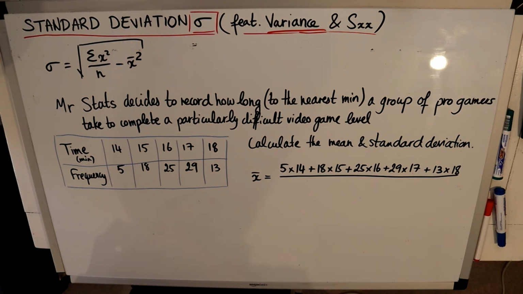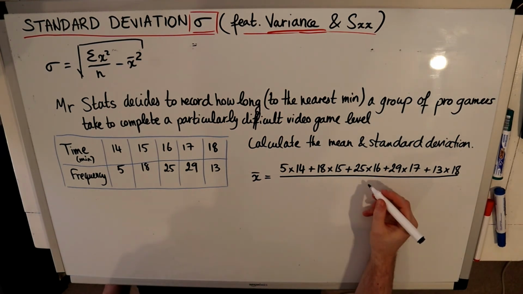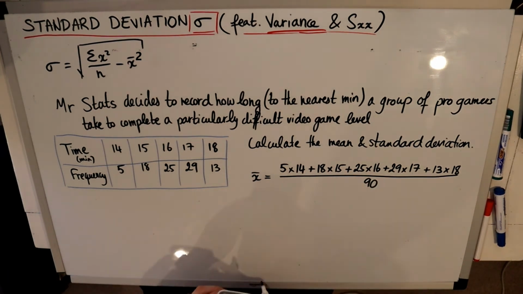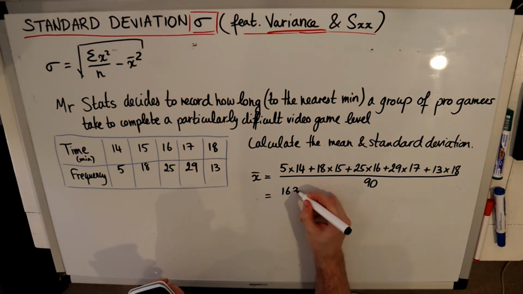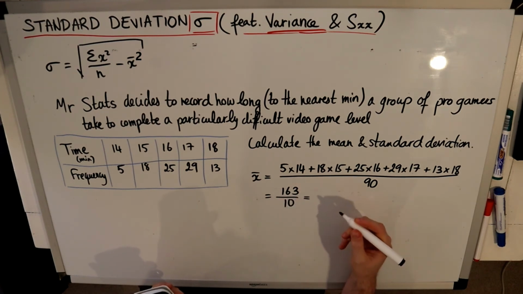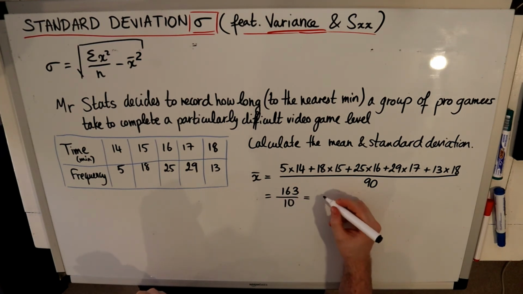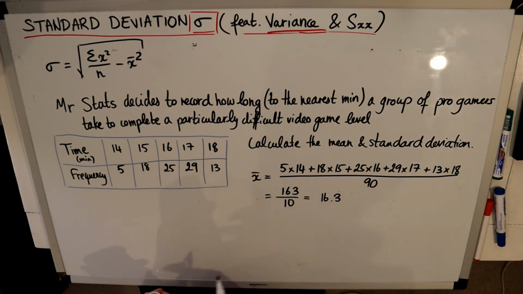Now, in this case, they very unhelpfully have not actually given us the total number of people participating, but we can always calculate that just by adding all the numbers together. We have 5 plus 18 plus 25 plus 29 plus 13. That gives us 90. Now this won't always be a nice number. 90 is nicer than most, although it will still give us a weird number in the end. And just by typing this in our calculators, we get 163 over 10, which is, well, we don't even need to use the calculator. 16.3 this time exactly, which is nice.